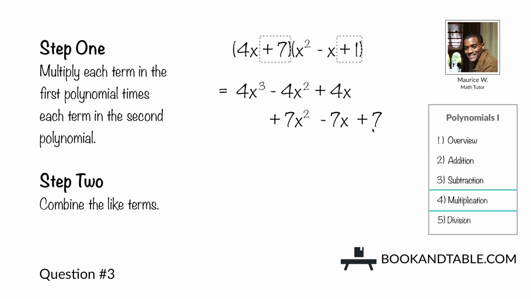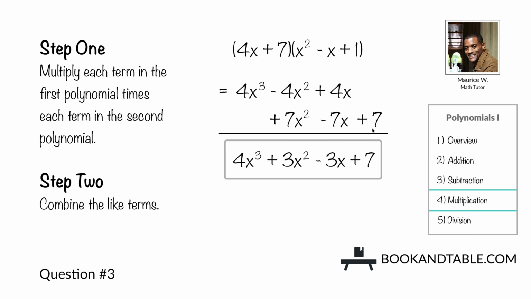And now that we've multiplied all the terms, we can combine the like terms. So we have 4x cubed, negative 4x squared plus 7x squared gives us negative 4 plus 7, which is positive 3x squared. 4x minus 7x is negative 3x plus 7. So the product of 4x plus 7 times x squared minus x plus 1 is equal to 4x cubed plus 3x squared minus 3x plus 7. And this is in standard form.